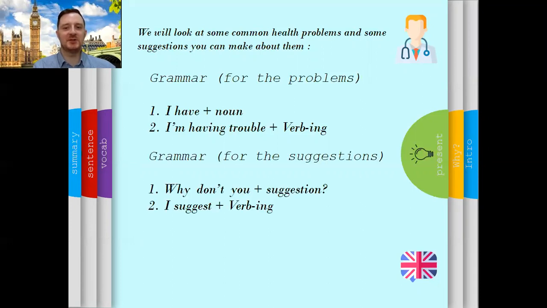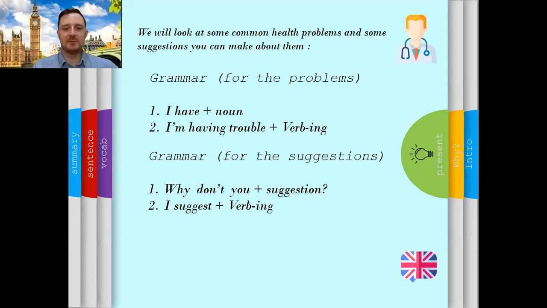How about the suggestions? To make a suggestion, again, we have two options and two structures. So we can say, why don't you? And then our suggestion. Or we can say, I suggest, verb ing with this one, okay? So for the suggestion, two options again, why don't you? Or I suggest. Okay, so there is the grammar that we will use for the health problems and also for the suggestions.